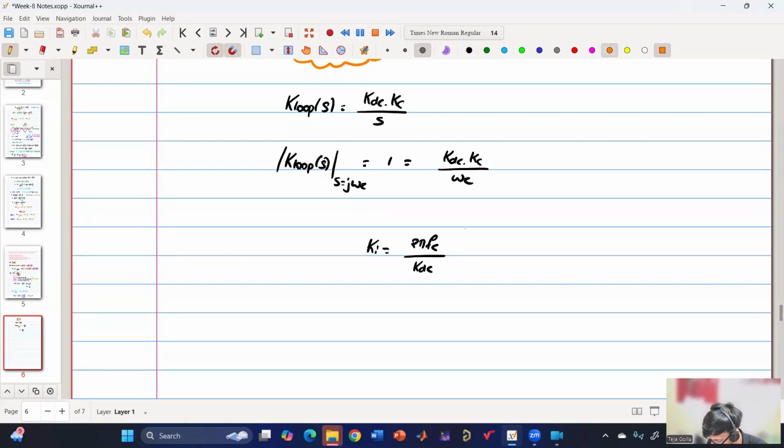So Fc is up to the user's choice. It can be anything, so I'm writing in a generic fashion. It can be FSW by 10, FSW by 20, FSW by 8. So it's the user's choice. So Ki is 2 pi into Fc by KDC. Clear so far?